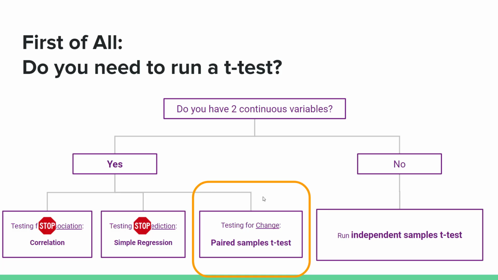But if your independent and dependent variables are basically the same construct, same variable, so those would be the same variable measured twice, then you will want to run the paired samples t-test. Of course, if you said, no, I do not have 2 continuous variables, then most likely you will want to run the independent samples t-test. So go back to the prior slide. So hope this is helpful in helping you figure out which t-test to run.